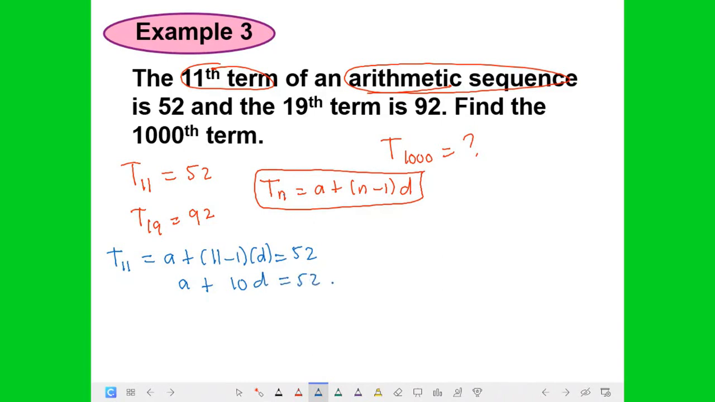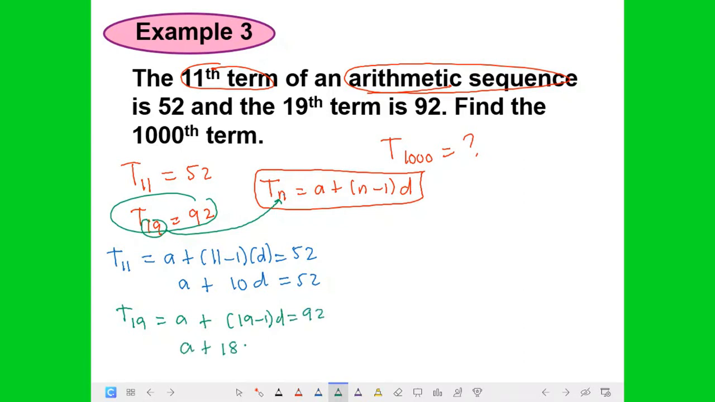One equation. So the second equation, when N is equal to 19, substitute. So T19 is equal to A plus 19 minus 1 D, we don't know D, right? Is equal to 92. And we get A plus 18D is equal to 92. So this is the first equation, second equation. Find A and D. Two equations using simultaneous equations. Find A and find D.